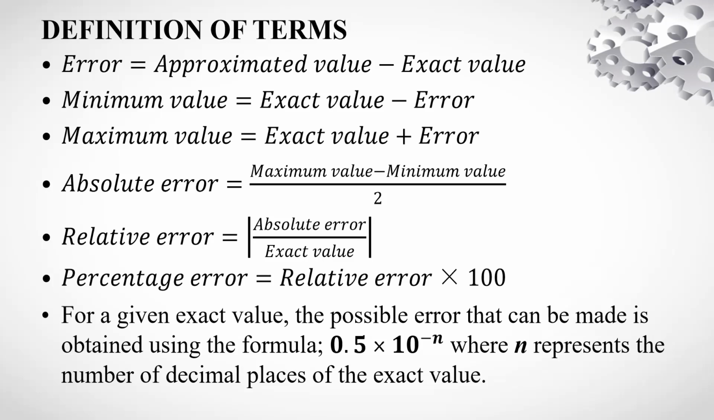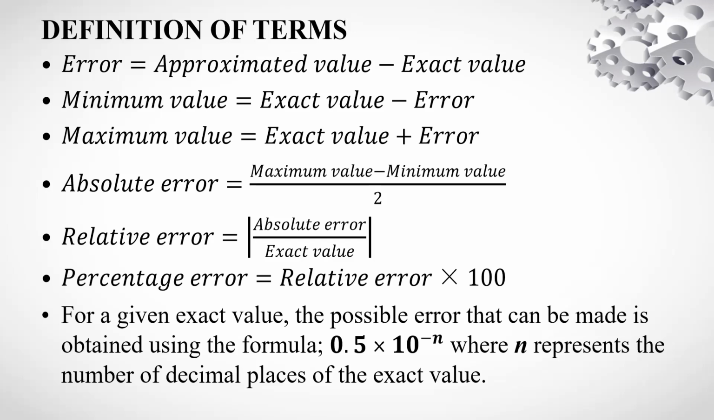So the error bound of a given exact value: let's say they have told you the length of a rectangle, and they ask you what is the error that can be made in measuring this length. They've just given the exact value and they want you to find the magnitude of error that can be made in determining the length of the rectangle. So you're going to use this simple formula, 0.5 times 10 power negative n, where n represents the number of decimal places on the exact value.